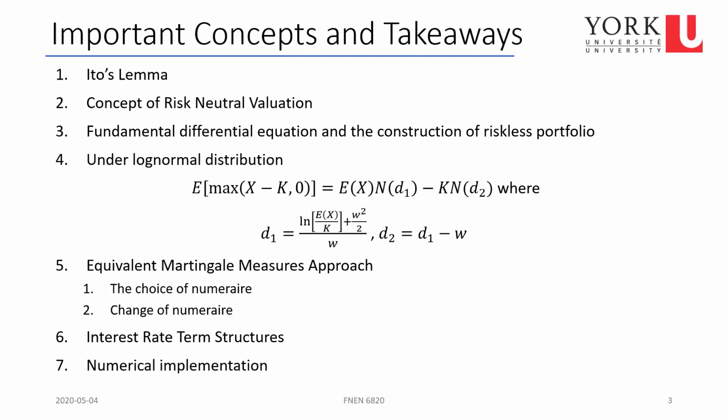Topic number 5, the equivalent martingale measures approach, is a very important concept. Throughout the course, you will find yourself encountering this approach again and again. It really helps guide your thinking. Before you start tackling a problem, you put your mind in this framework, and that will guide your process. It forms a very good guidance to enable you to approach a question that you have probably never encountered before.